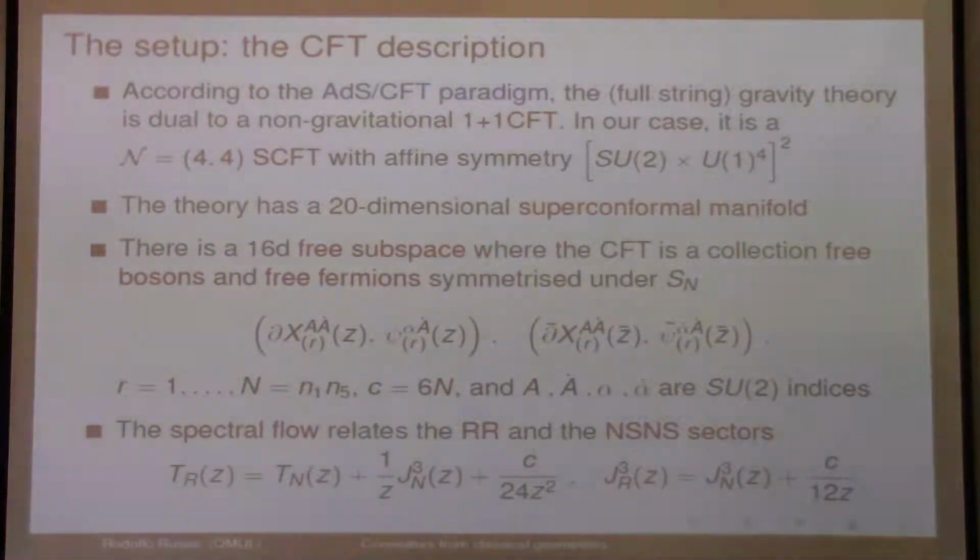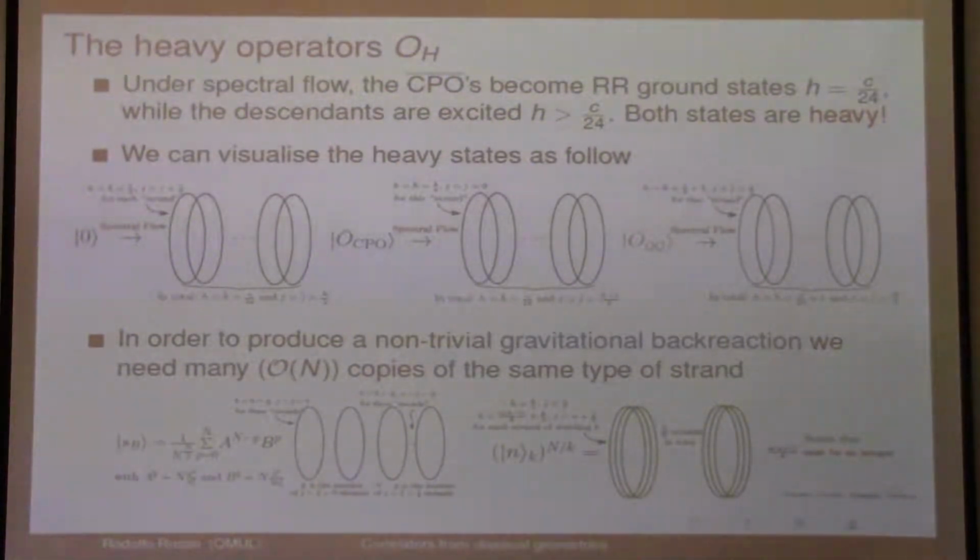All the images of the anti-chiral primary operators, in this convention of the spectral flow, will correspond to states in the Ramond sector with dimension c over 24. So there is a degeneracy of Ramond ground states that all have c over 24. This map is depicted pictorially here. This is the simplest example, when you start from the Neveu-Schwarz vacuum, the SL(2,C) invariant vacuum, and you end up with something that has dimension c over 24.